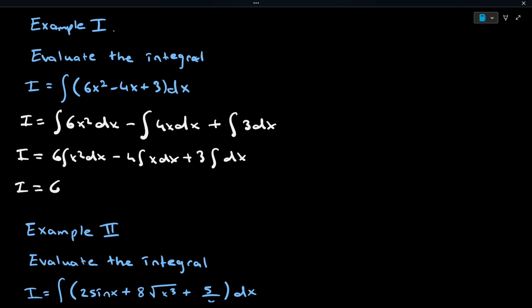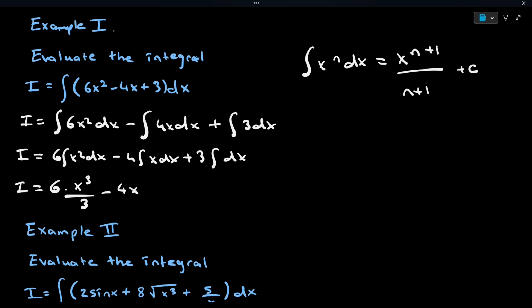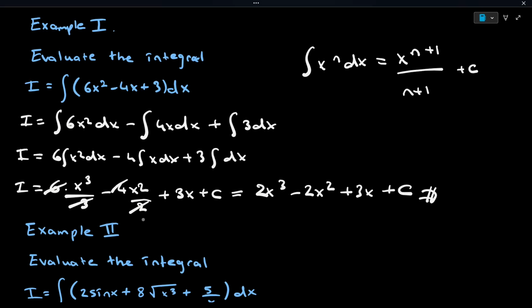From here, 6 times x cubed over 3. Let's write it one more time. It's okay, you can just find it by logic, but let's have it there. Minus 4 x squared over 2 plus 3x plus c. Don't forget the c, right? Let's do the simplifications. These can cancel each other out. 2x cubed minus 2x squared plus 3x plus c is my integral.